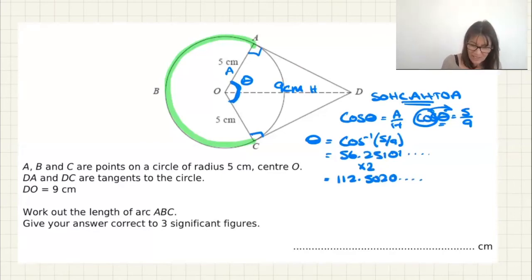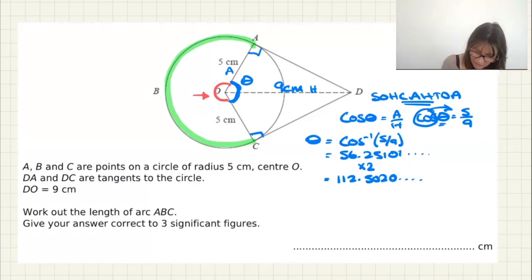What I'm actually after is this angle here. I want a fraction of the circumference. So I need to know the angle here so I know what fraction of the circumference I actually want.